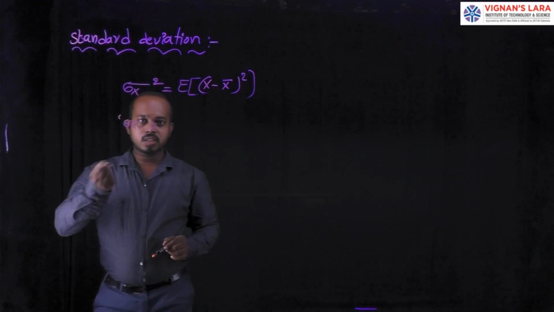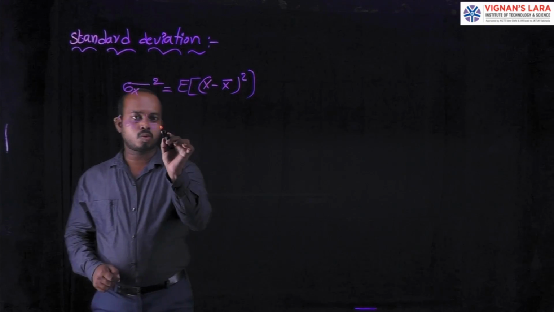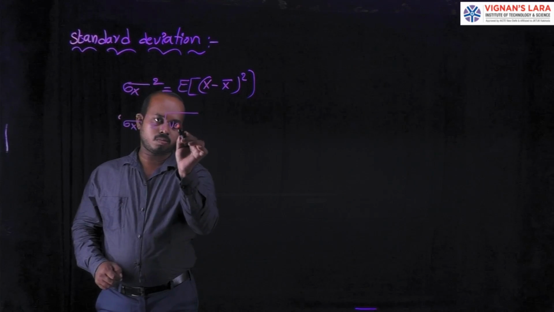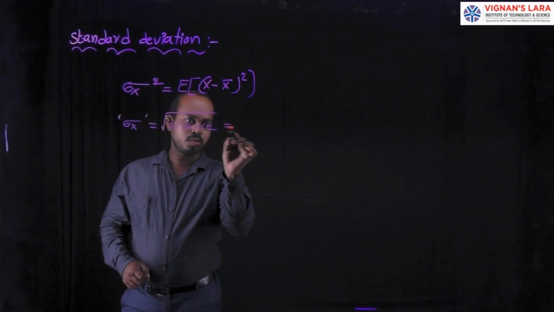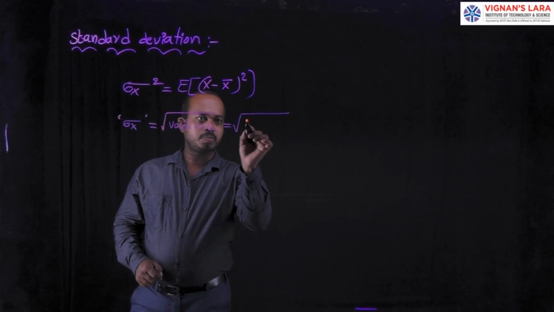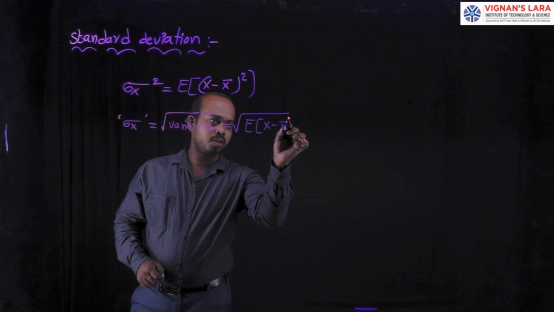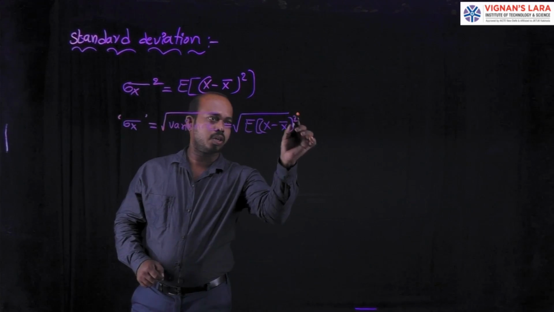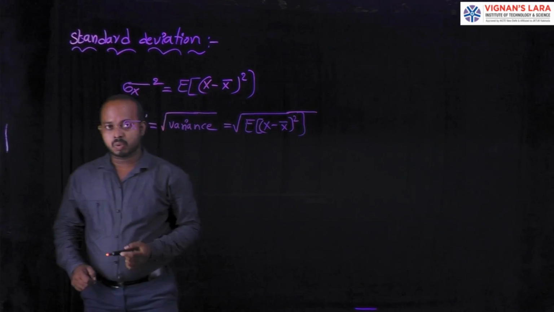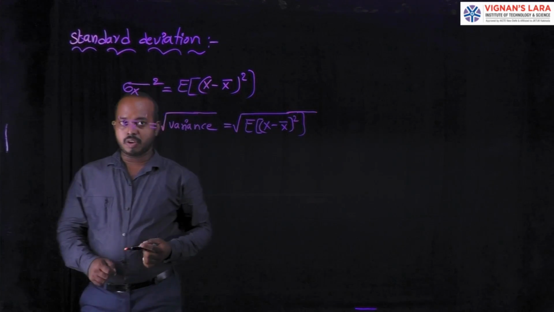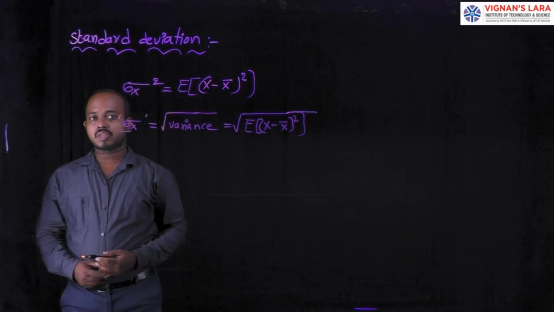We can obtain sigma x by writing the square root of variance. The square root of variance is the square root of the expectation of x minus x bar whole square. By applying the square root on the variance, you can find the standard deviation. This is called the standard deviation.